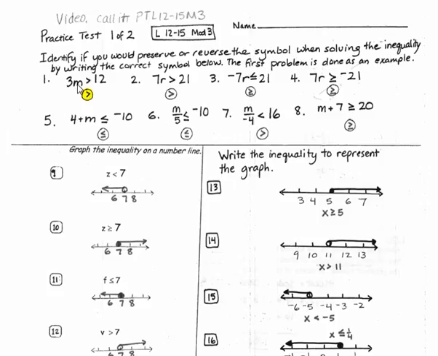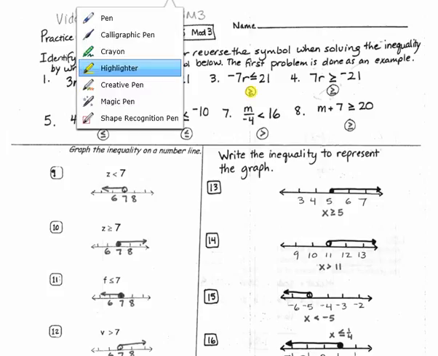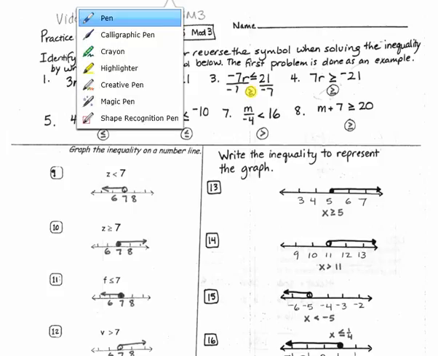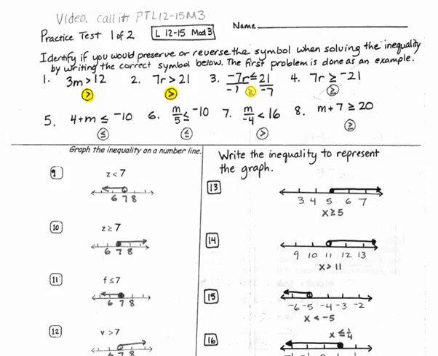So number 1, it preserves. Number 2, it preserves. Number 3, it reverses because you would have to divide by -7 in order to solve that problem. Then in number 4, it preserves because you're dividing by a +7. In number 5, it preserves because you would be subtracting 4. In number 6, it would preserve because you would be multiplying by a +5.